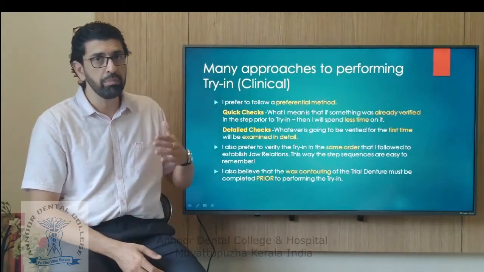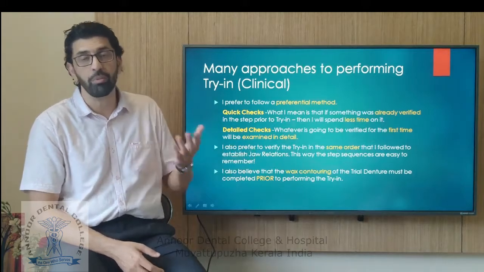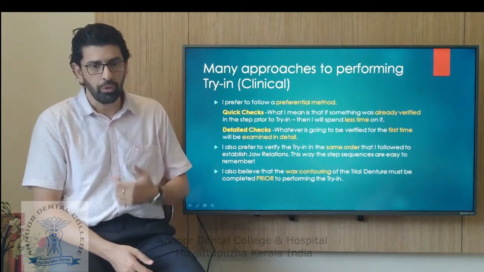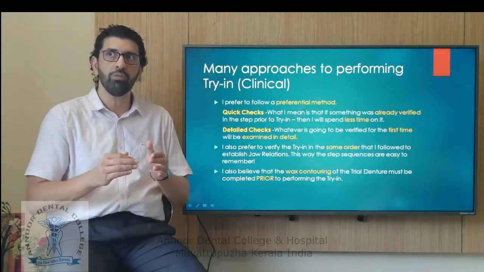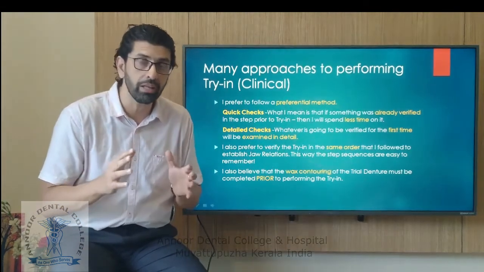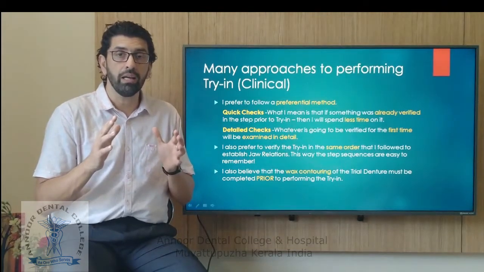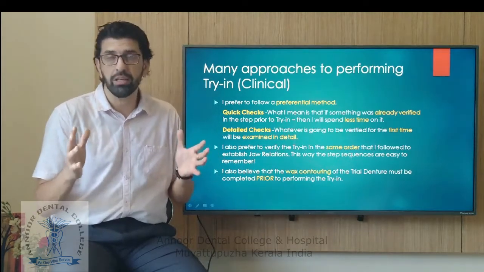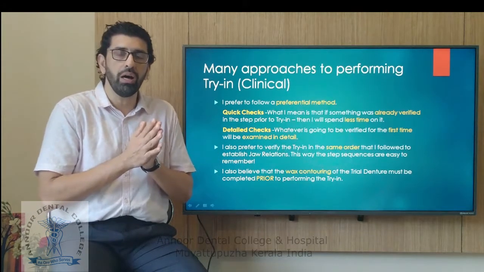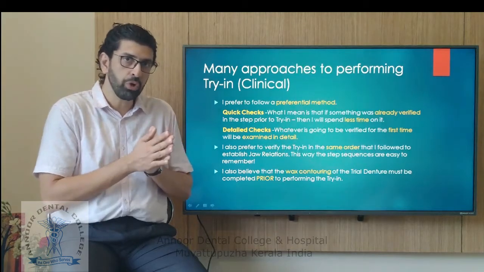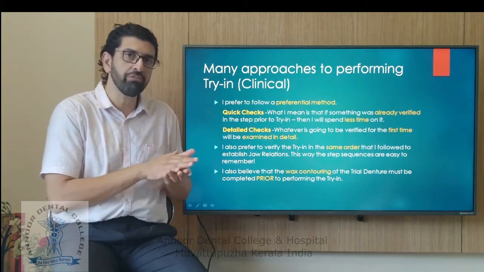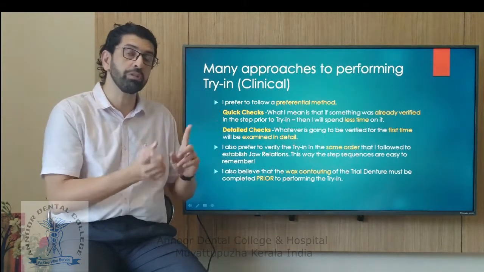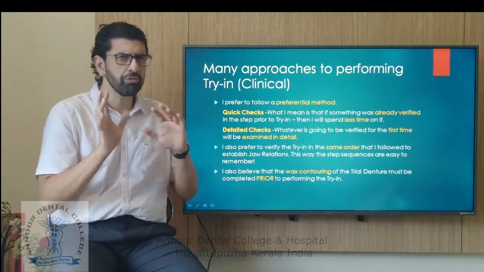Now, there are many approaches to performing a clinical try-in, okay? But I prefer to follow a preferential method. What do I mean by that? What I mean is that there are certain things I look at and think of as quick checks, and some things I think of as detailed checks, okay? So if I were to do a try-in, I would not take too much time verifying the record base, because I've already verified the record base in my jaw relation step, which precedes my try-in. So that's the kind of thinking that I have.